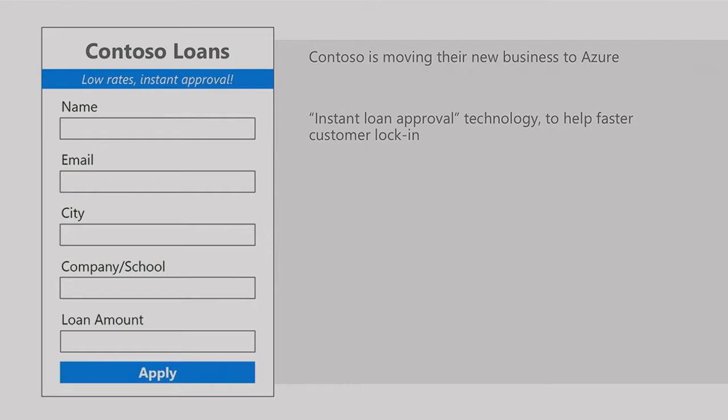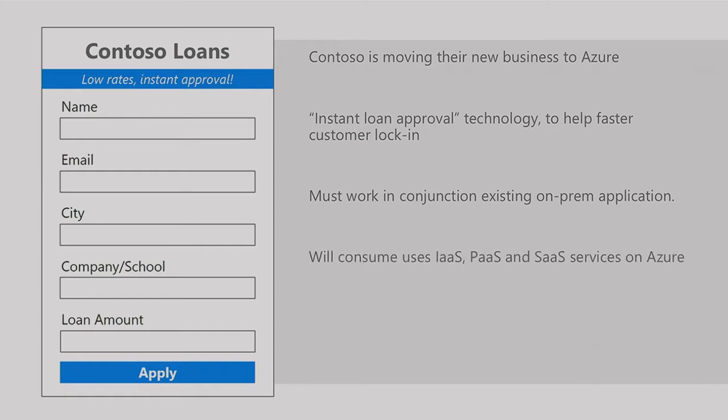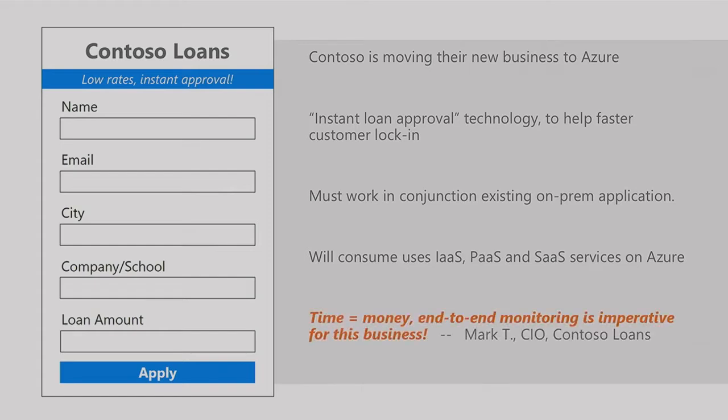That's their new thing. And for them, it has to work in conjunction with everything in the on-prem world. They still have data that gets shared between on-prem and everything. And all of this is going to consume Azure IaaS, PaaS, SaaS level applications. You're hosting your stuff on Azure, and you're going to keep consuming more and more on Azure. And their CIO says, time equals money, end-to-end monitoring is very, very important.